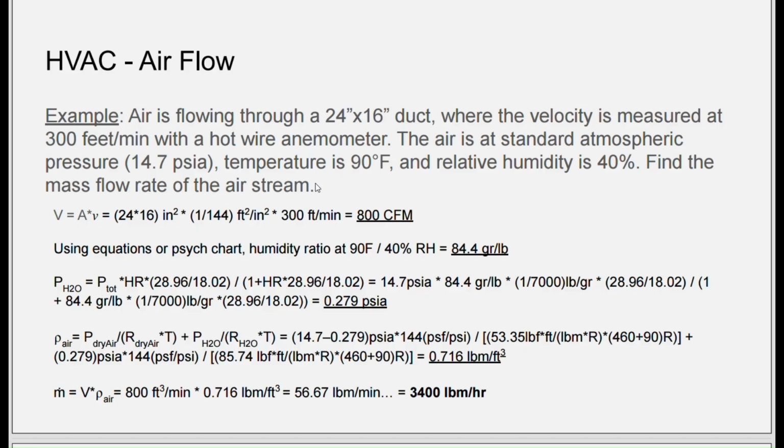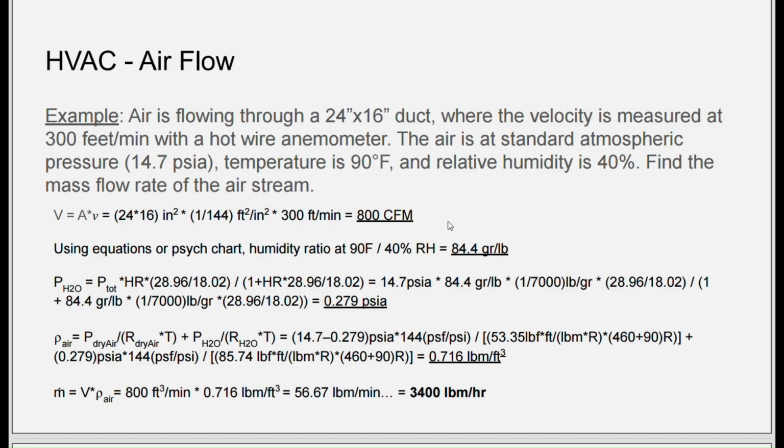If I were just given these conditions at first and I was told to find the mass flow, gosh, my initial reaction is I have no idea. But you can put these equations together and find it. So we know volumetric flow is area times velocity. So let's find our area, convert it to square feet so we can multiply by feet per minute of velocity, and we get 800 CFM. Cool. So we've got 800 CFM, and that's not going to tell you the mass flow rate directly because we don't know the density of it.